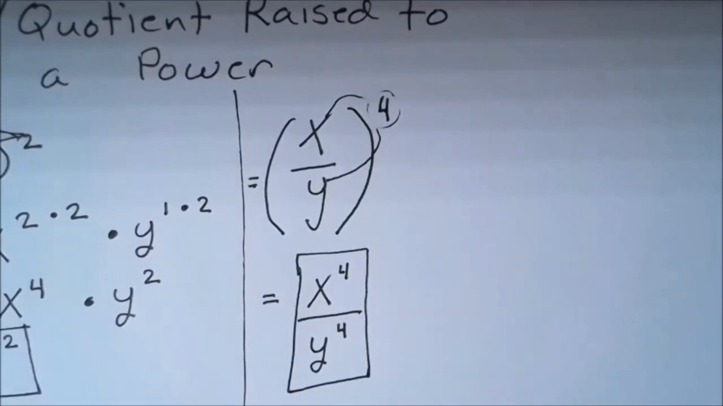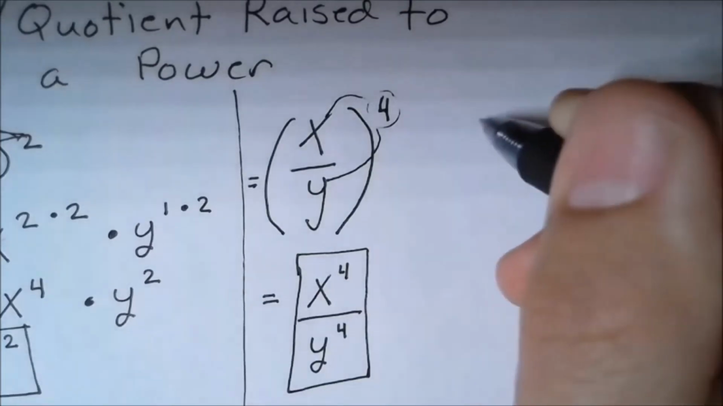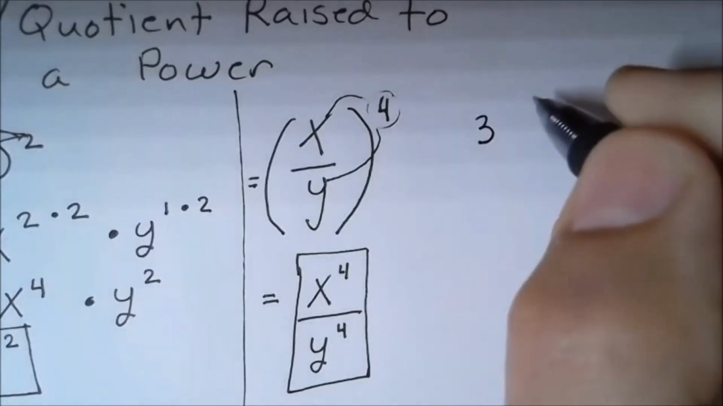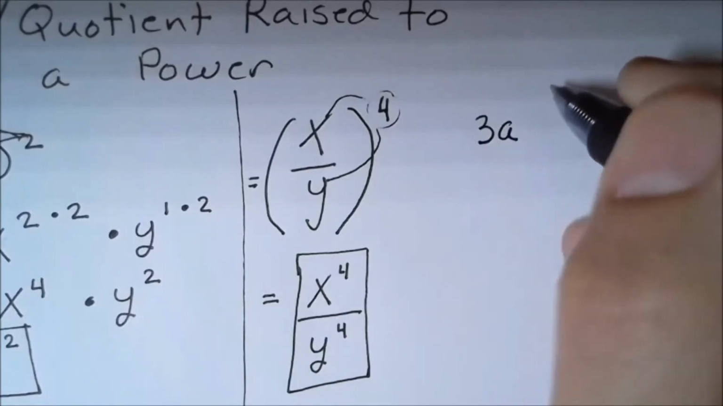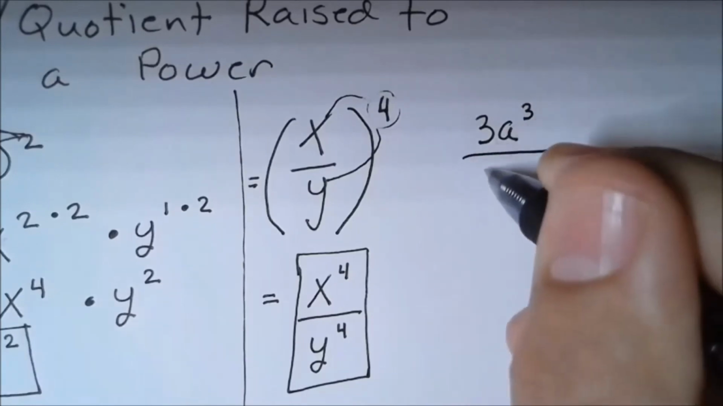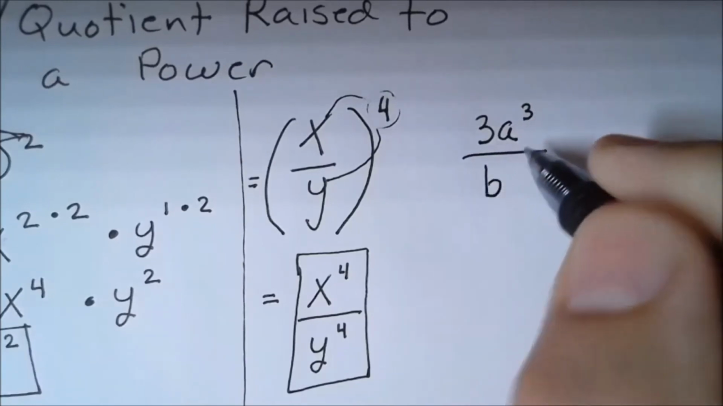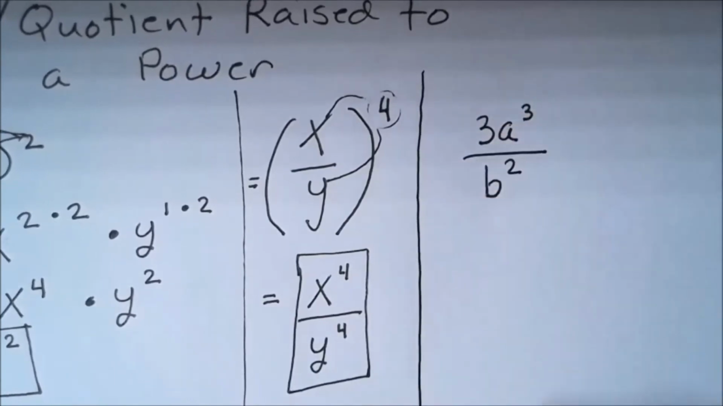So let's do one a little bit more complicated. So let's take a look at this one. Let's do 3 to the power C times A to the power of 3 over B to the power of 2. And we're going to use this same concept in order to answer this.